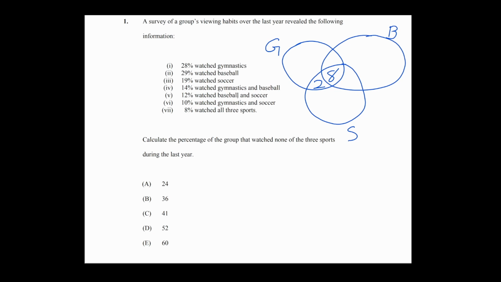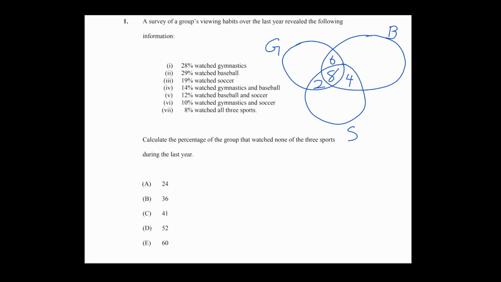So 12% watched baseball and soccer. So that would be this intersection. But we also know that 8% watched gymnastics as well. So again, we only want the intersection where no one watched gymnastics, but only baseball and soccer. So that would be 12 minus 8, which is 4. And then we have 14% watched gymnastics and baseball. So again, same criteria applies. So 14 minus 8 is equal to 6.